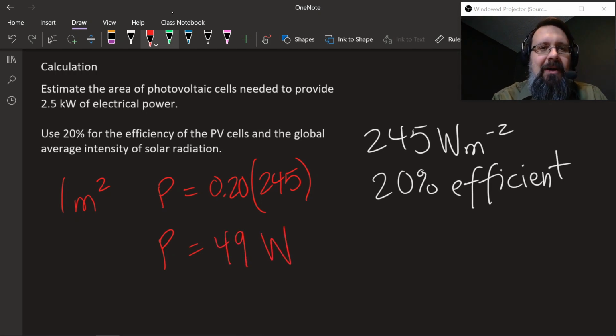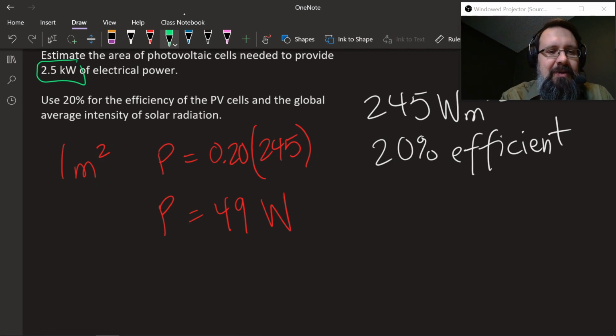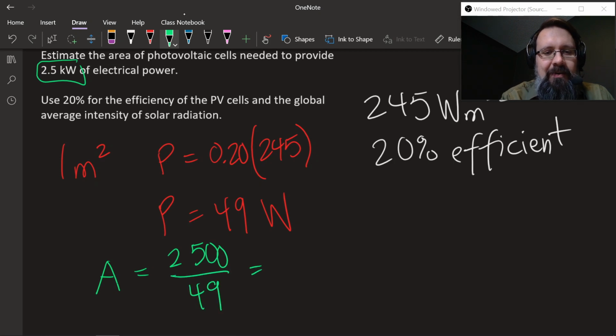And we want to figure out, well, what area would we need to get to 2,500 watts? So if each square meter is 49 watts, we can figure out how many square meters we would need by just dividing these two things. So the area that we would need would be 2,500 watts divided by 49 watts. And so that would give us 2,500 divided by 49, which is 51 square meters.